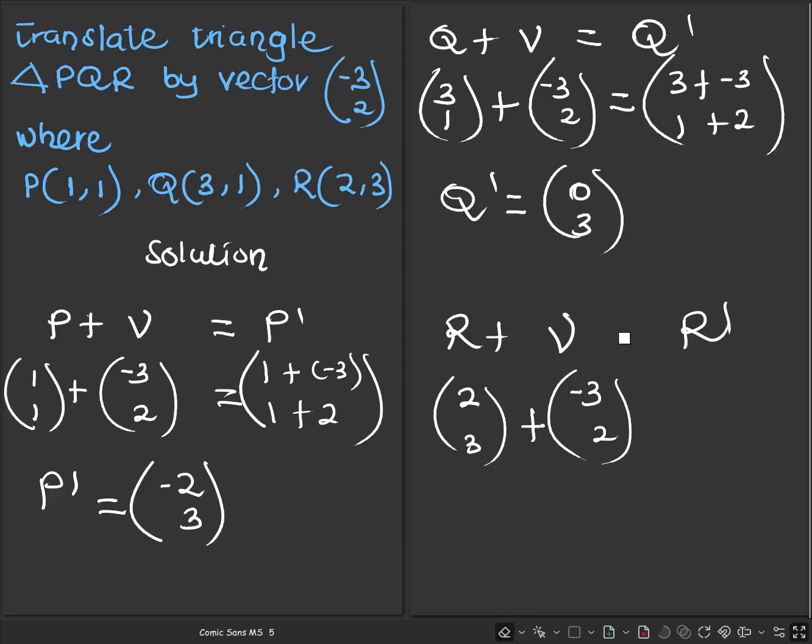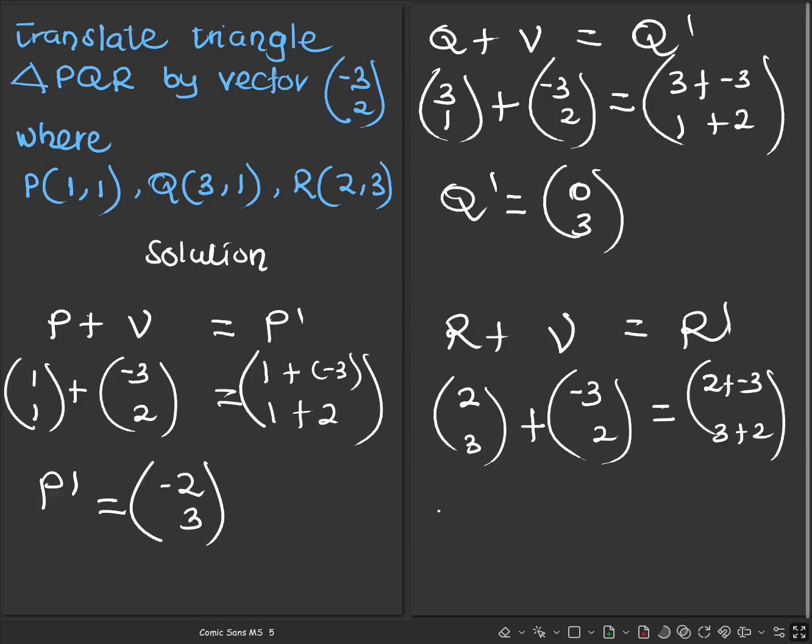I don't know why I keep writing plus. So it's equal to, we have 2 plus -3 and then 3 plus 2. Hence our R prime gives us 2 plus -3 gives us a -1. Then our 3 plus 2 would give us a 5. So these here are the coordinates we will have to plot. You can take note of them and then write them down. Let's go to our graph sheet and then apply them there.